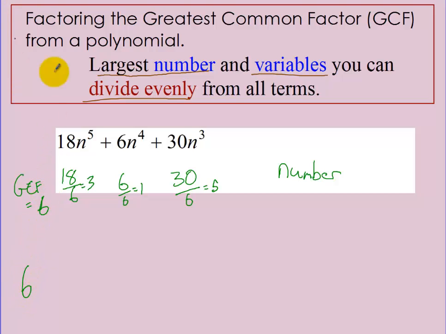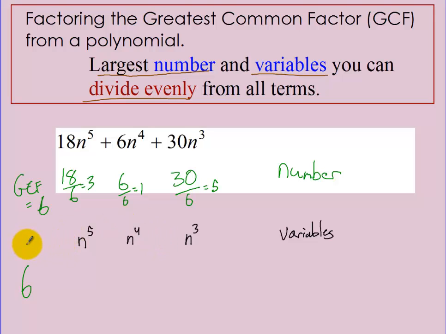Now let's look at the variables. What you have for the variables is n to the 5th power, n to the 4th power, and n to the 3rd power. What is the largest amount of variables that you can divide into all those?